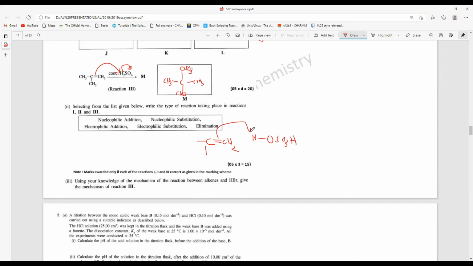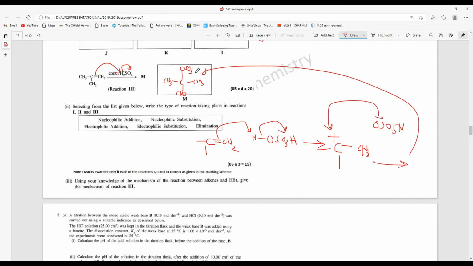So this should attack here and this bond forms towards this oxygen direction. And then it will form this cation here, a carbocation with a positive charge, two carbons, and the rest of the carbons. And then OSO3H minus would attack this and form this compound. That's the idea. Okay.